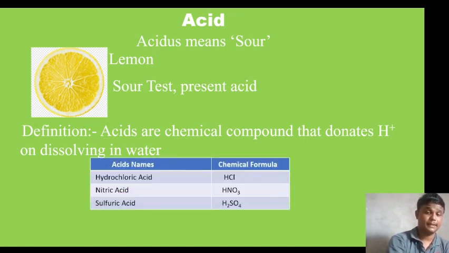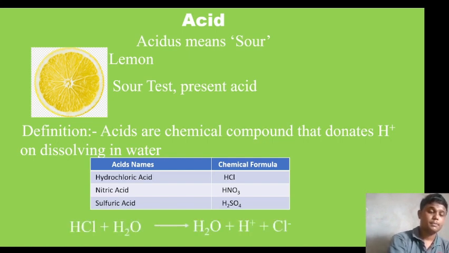These are the acid names with their chemical formulas. Hydrochloric acid, chemical formula HCl. Nitric acid, chemical formula HNO3. Whereas sulfuric acid has the chemical formula H2SO4. All of them have H in common, that is hydrogen.